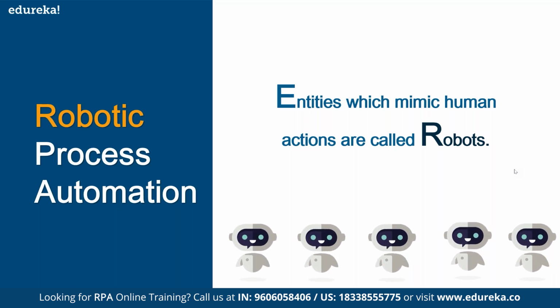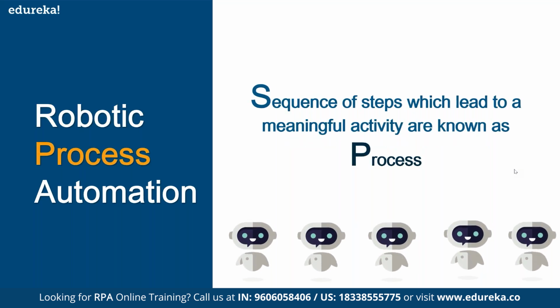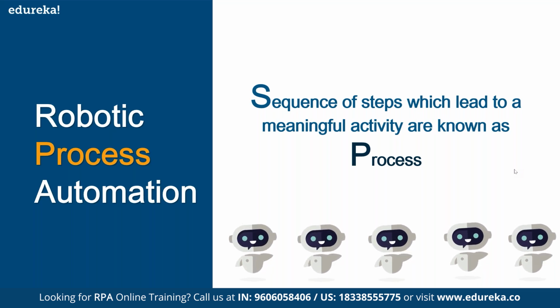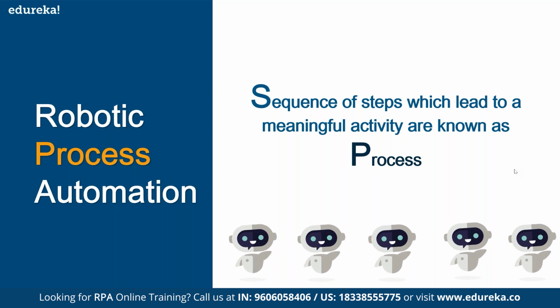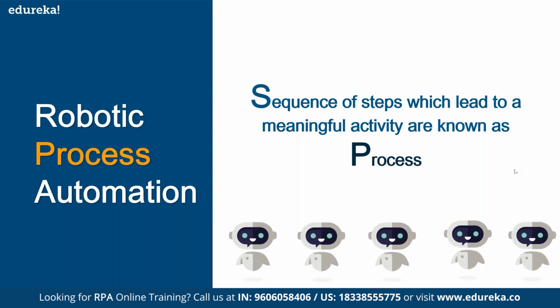That is a robot. And from the start I have been talking about business processes. So what is a business process? A business process is a sequence of steps that you do in your own area which leads to a meaningful activity. A general definition of a process is a sequence of steps that leads to a meaningful activity. And all the processes that we follow in an IT industry, we call business processes. Making a tea is one of the processes. So what do we do to make a tea?